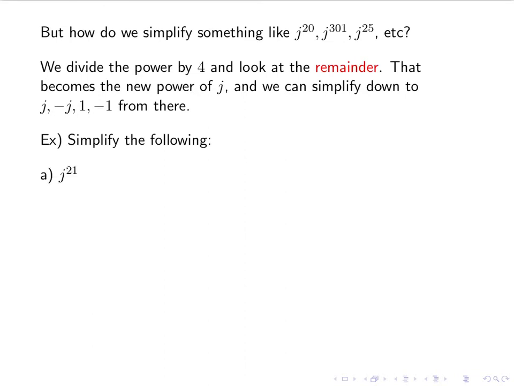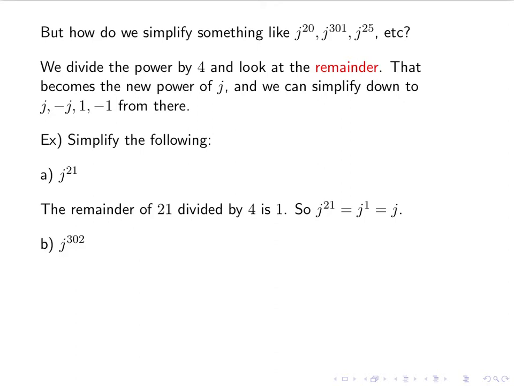So for instance, let's do j to the 21st. When I divide 4 into 21, I have a remainder of 1, right? 4 goes into 20 exactly, so I have that extra 1 left over, and that's my remainder. So j to the 21st is j to the 1st, which is j. How about j to the 302nd? When I take 302 and divide it by 4, what's the remainder? The remainder is 2. 4 goes into 300 exactly, and I have 2 left over.